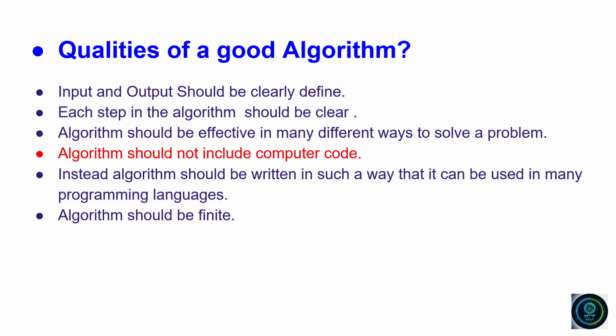Instead, an algorithm should be written in such a way that it can be used in many programming languages. It's very important because we have to build different types of computer code in different languages by looking at your algorithm, which means the flowchart or the pseudocode. Then your algorithm should be finite. It should not be infinite. Your algorithm should have an end.